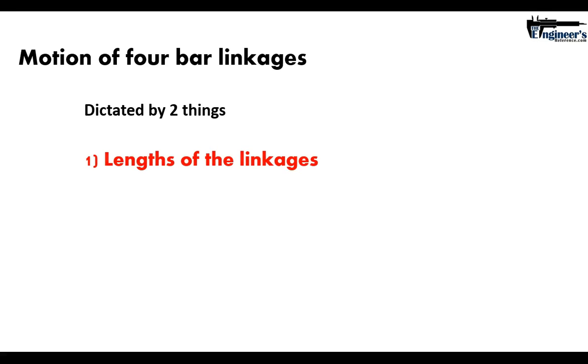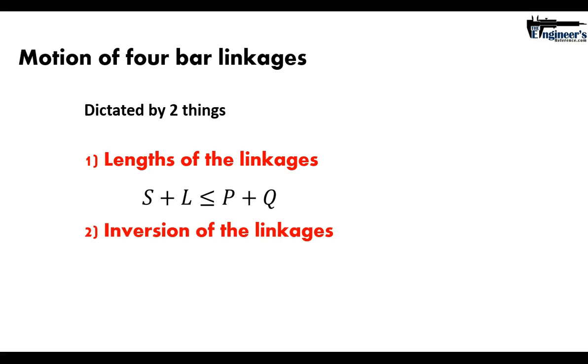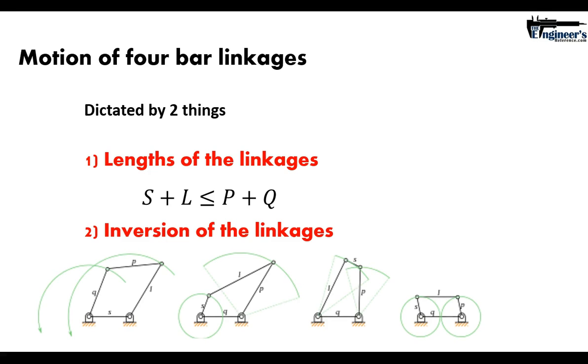So let's think about the motion of the 4-bar linkages. Now it's dictated by 2 things. The Kutzbach didn't take these into account, so the Grashof actually does. So it's dictated by the lengths of the linkages, hence the Grashof inequality, and the inversion or configuration of the linkages, how these linkages are actually configured together.